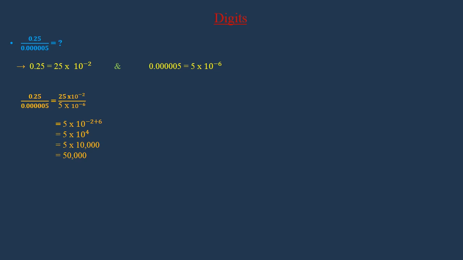How do we divide 0.25 by 0.000005? Kindly note that we should always use powers of 10 approach whenever we have many digits after the decimal point. 0.25 can be written as 25 into 10 raised to the power minus 2, and 0.000005 can be written as 5 into 10 raised to the power minus 6. Simplifying it, we get 5 into 10 raised to the power 4, and our answer is 50,000.